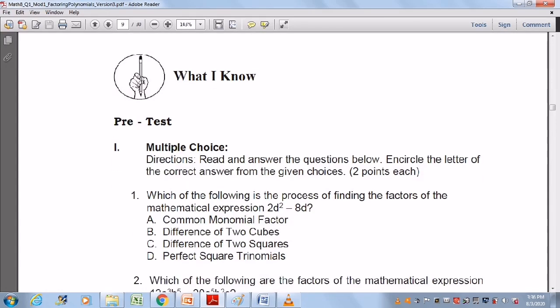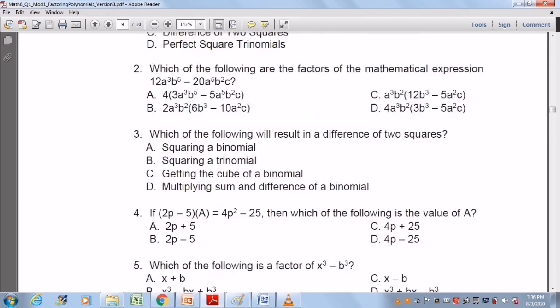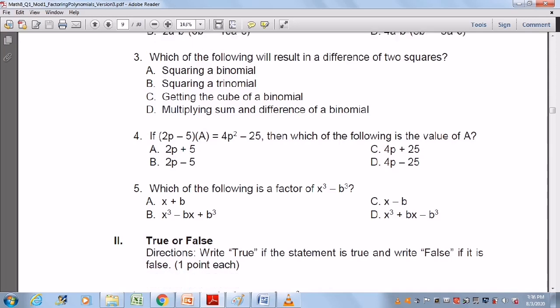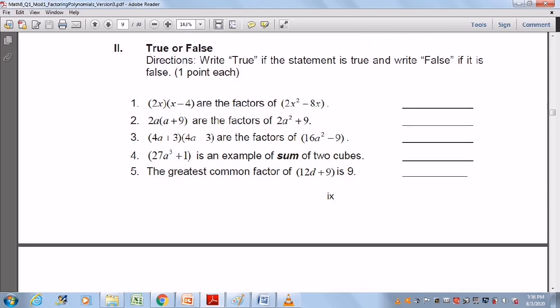So, ito yung sinasabi ko sa inyong what I know na pre-test or pre-assessment. So, ang pre-assessment dito ay multiple choice questions. So, read and answer the questions below and circle the letter of the correct answer from the given choices. So, 2 points each. So, 5 items. So, most probably, itong mga items na to ay umiikot doon sa what I need to know, yun sa ating learning competency na ABC, yung sa tatlong factoring methods.